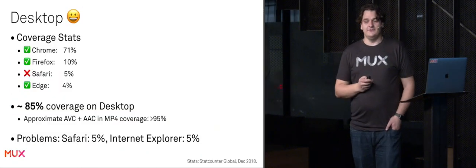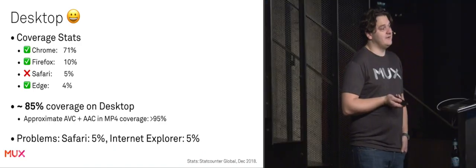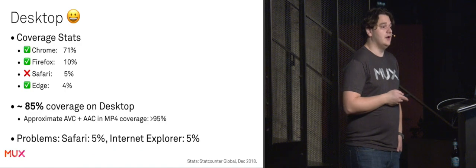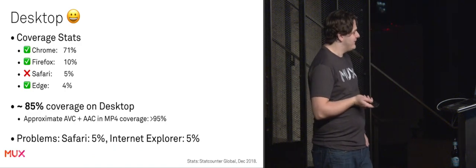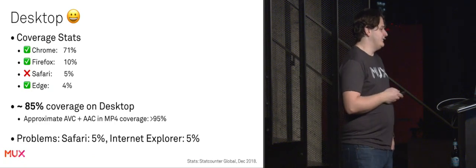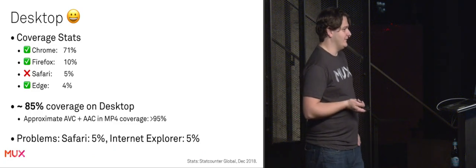If we want to put that into numbers, which I always do, Chrome represents 71% of traffic on desktop. It's pretty good. 10% for Firefox. Safari, 5%. We're missing 5% there. And Edge represents about 4%. So out of the box, we've actually got 85% coverage. And that's pretty good as far as I'm concerned.